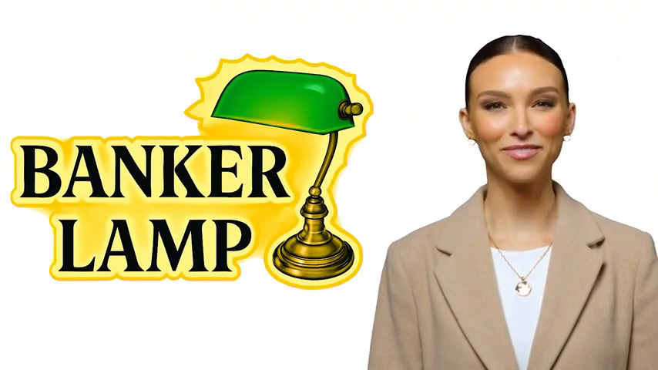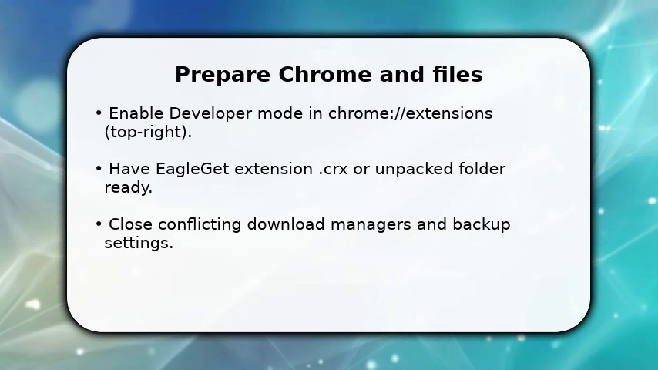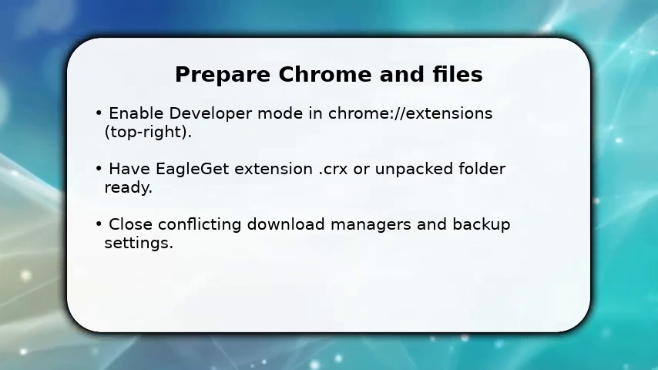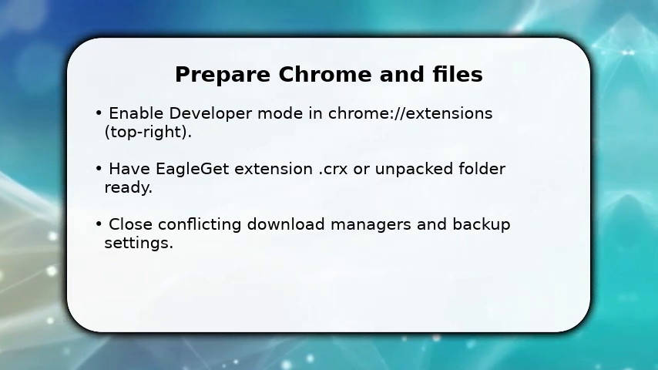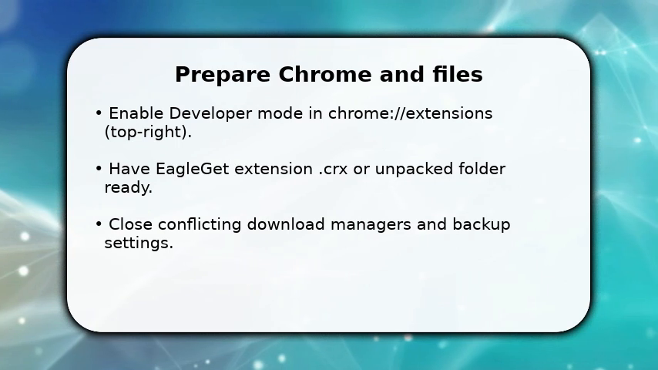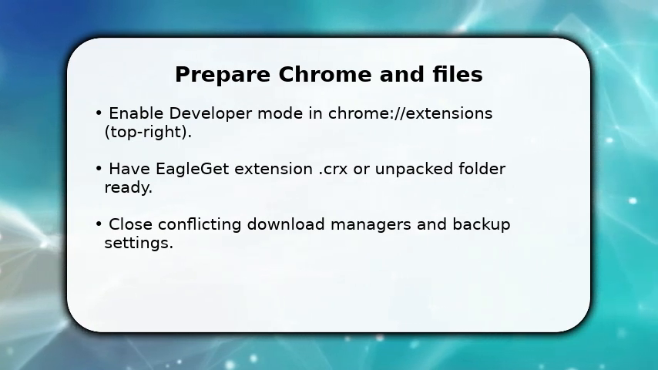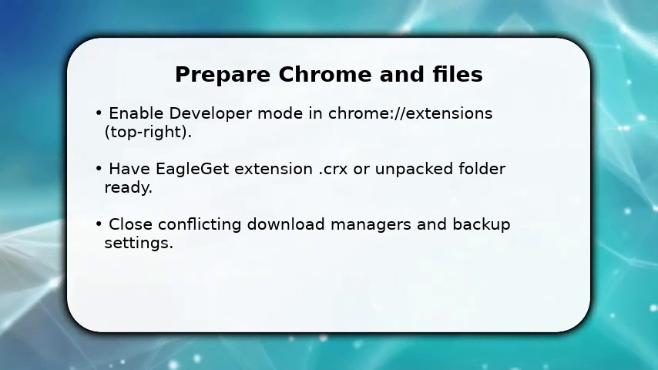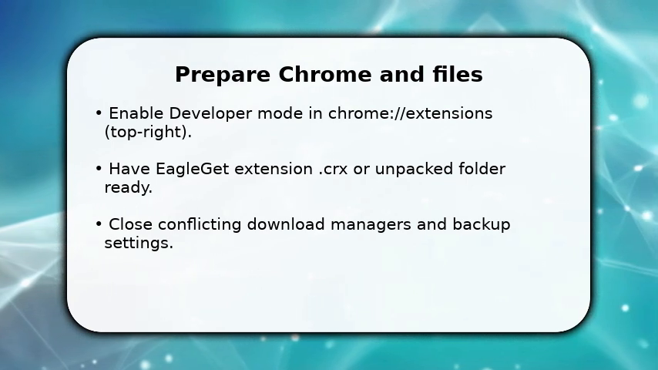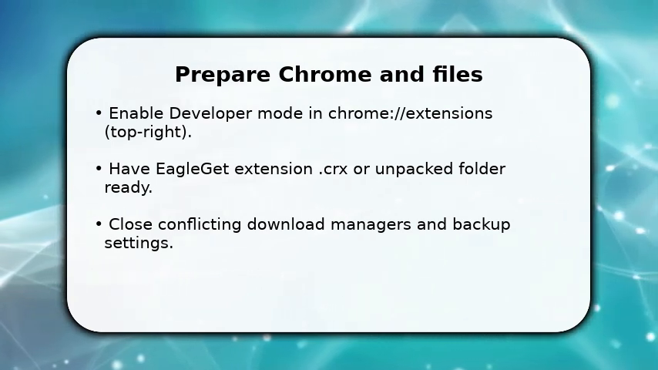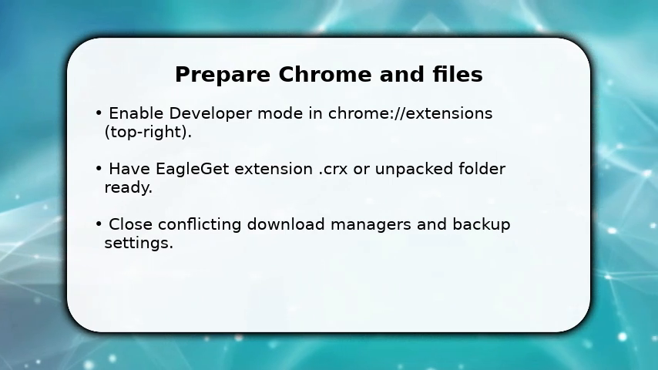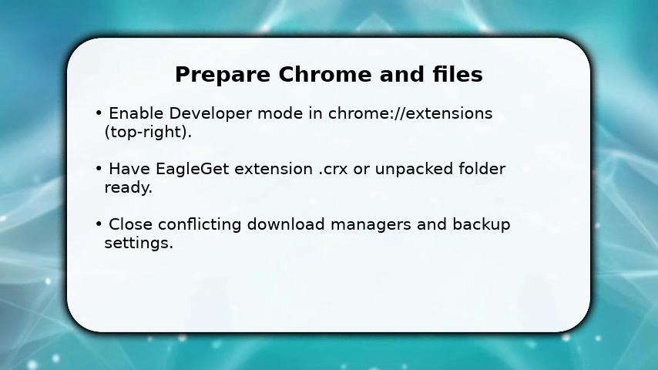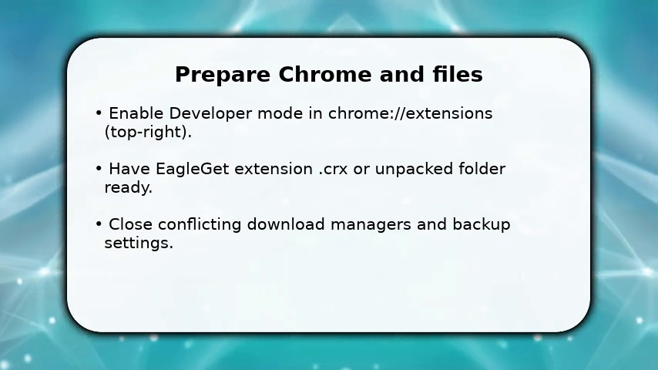Please enjoy the video. You start by preparing Chrome and your extension files. Open Chrome, /extensions and enable developer mode so Chrome accepts manual installs. This lets you load unpacked or drag CRX files. Make sure you have the Eagleget CRX file or its unpacked folder available on your disk, and close other download managers to avoid conflicts. This setup speeds the install and prevents permission clashes. Once done, move to loading the extension into Chrome so the browser recognizes its files and permissions.